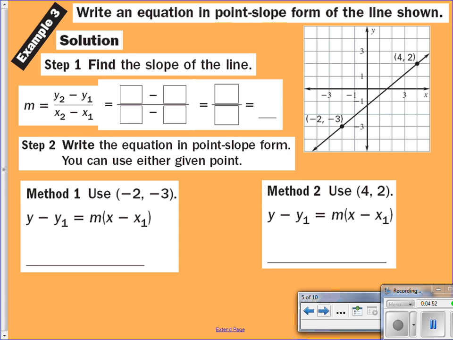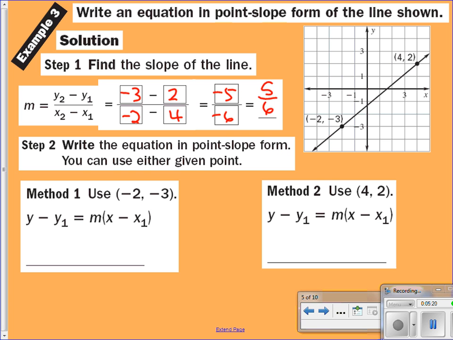Now, if we're going to write an equation of a line in point-slope form when the line is shown to us, we need 2 things. We need a point, and we need the slope. That's why it's called point-slope form. Well, we've got points. Now we need slope. You can calculate slope using your 2 points. So -3 minus 2, -2 minus 4, which gives you the fraction of 5/6.